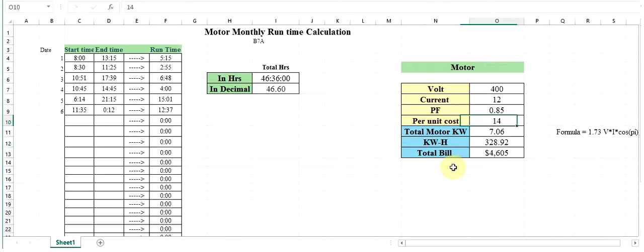For example, let's change the rate. If the unit is 14 rupees and we change it to 12 rupees, what will be the cost of the energy consumed? It will definitely change this price. Here we have 4,605, and if the unit is changed from 14 to 12, as you can see, it's 3,900. And if the unit price gets very low, like 6, it's just roughly 1,974. So it's very easy, just keep checking the values and it will tell you.